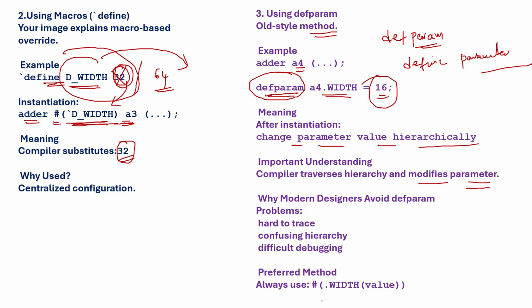See, this is the preferred way. I told you now, the preferred method is hash dot width of value. That means dot width of 16, or I want to utilize another parameter, dot width of 32, or I want to override this one, dot width of 64. In this way you can override it.